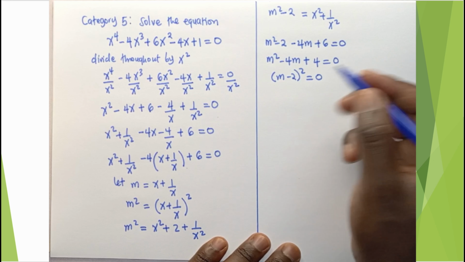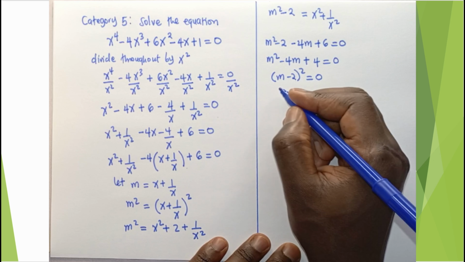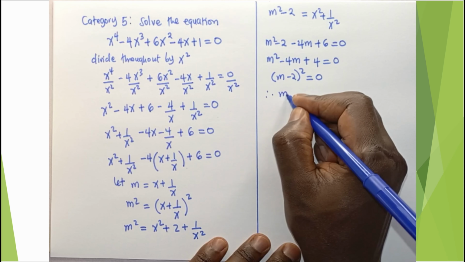So when you simplify, we have m minus 2 squared is equal to 0.